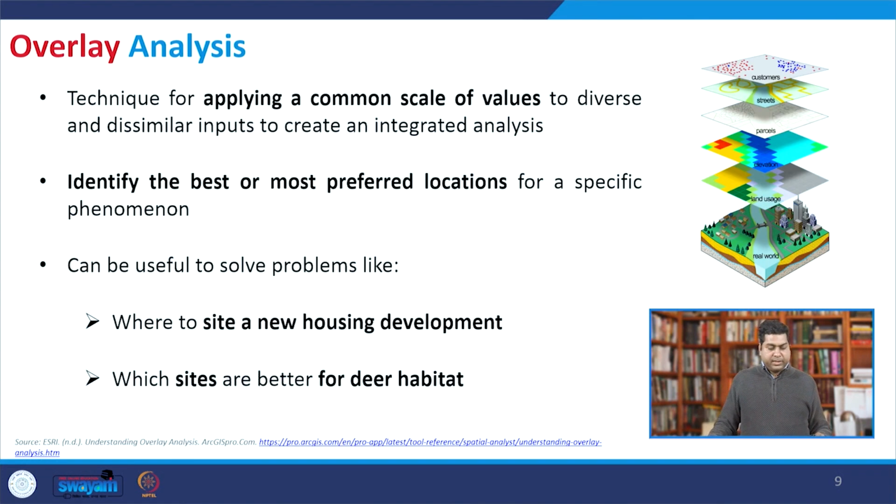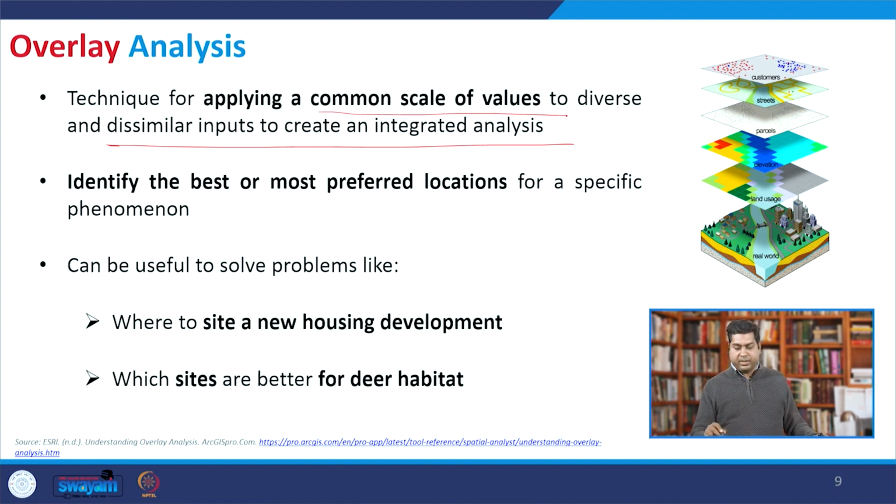Coming to the next one, the overlay analysis, a technique for applying a common scale of value to diverse and dissimilar input to create an integrated analysis. So there are different layers. Say for example, in this case it is just the marking of the customer base, then you have different streets, then you have different parcels of land, then elevation, which is giving you some sort of low elevation or high elevation, and then also the different land uses and land cover, and finally the real world scenario.